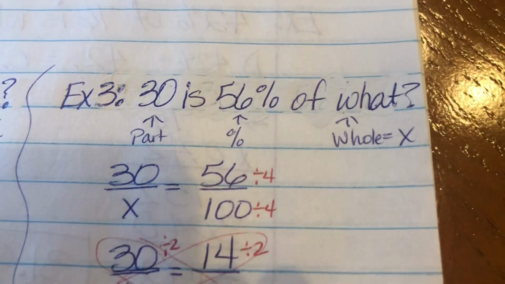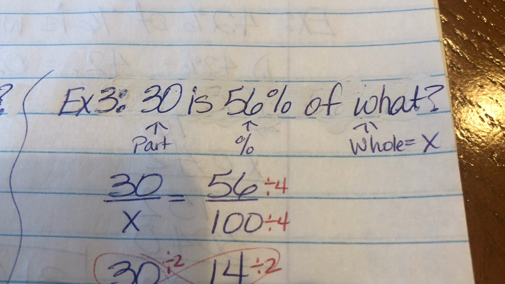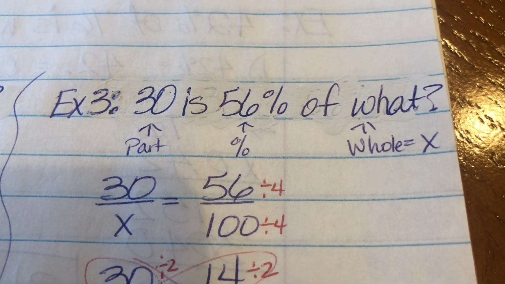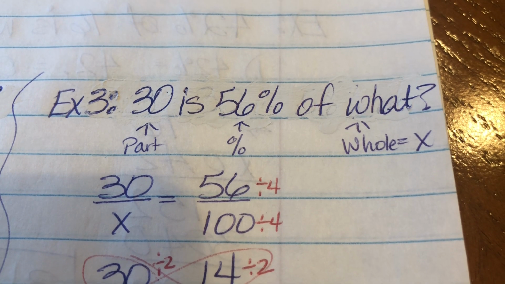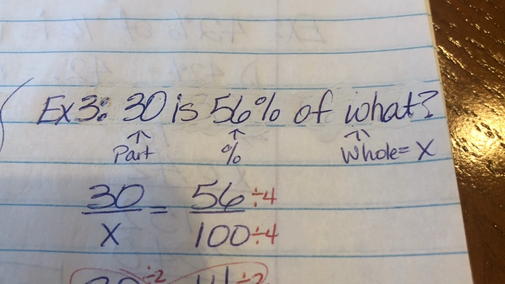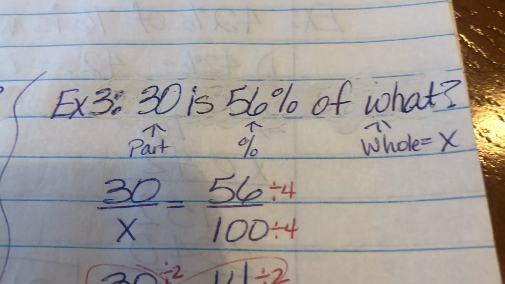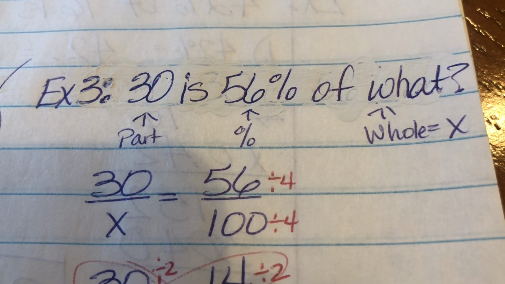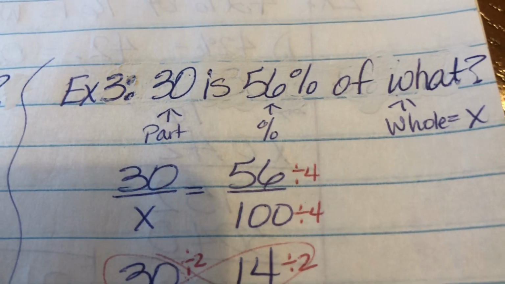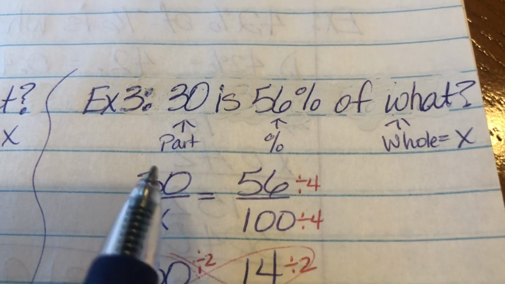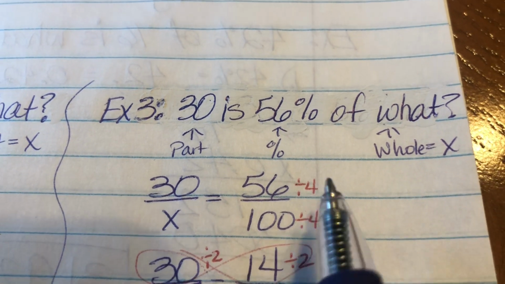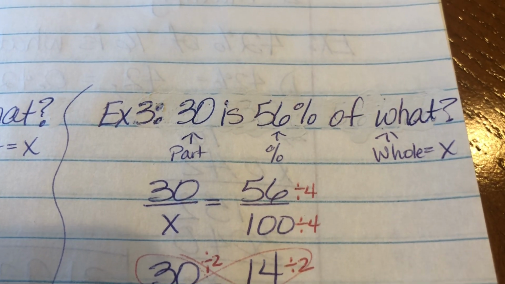Okay, example 3. We have 30 is 56% of what? So we have 30, and we're trying to find out what percent is that of some other number. That means we're taking part of a number. So 30 is the part, 56 is the percent, and we're trying to find the whole this time. The part goes in the numerator, the whole is the denominator, so that's our x. Percent is always over 100.